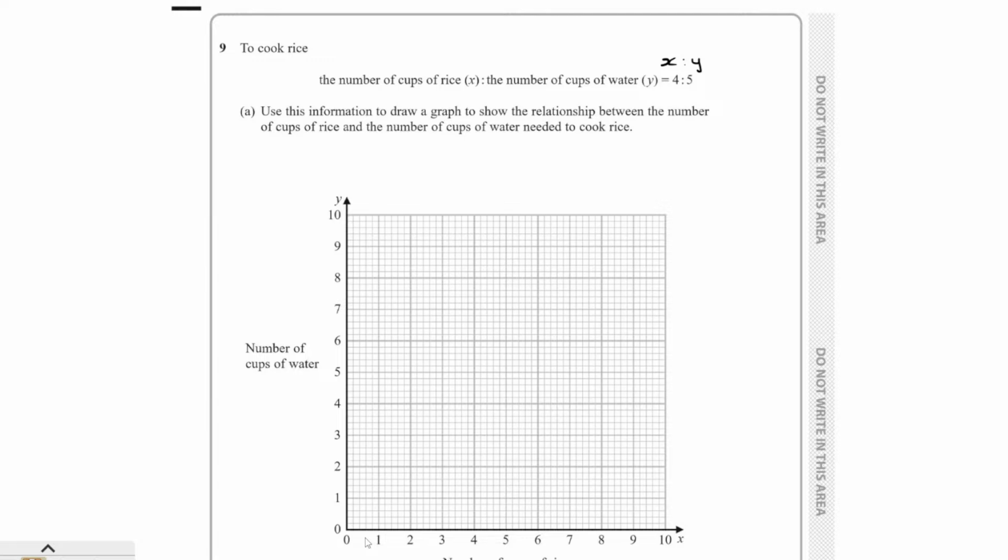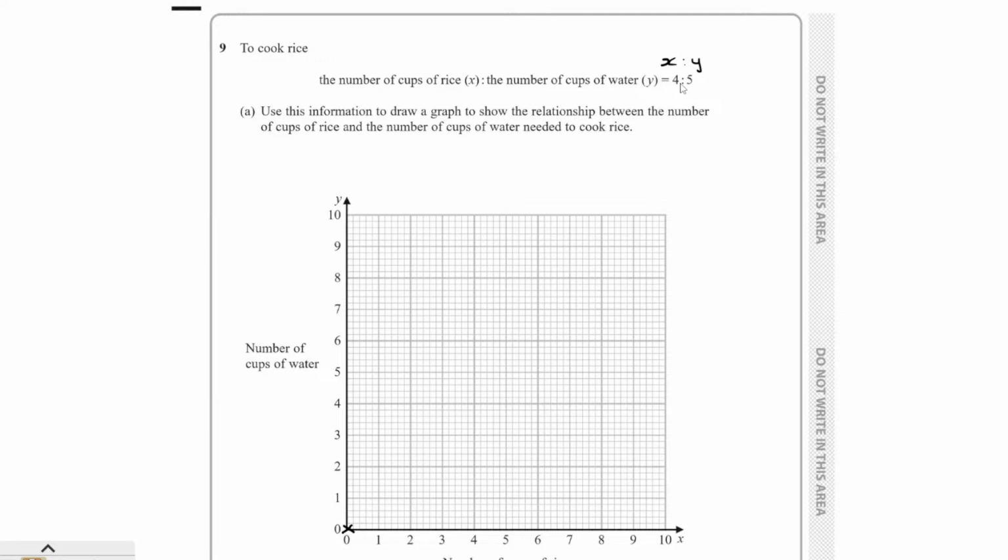When we're trying to plot a straight line, unless they ask you to fill out a whole table of values, you only need 2 sets of coordinates because then you can just get your ruler and join them up, can't you? So I normally start with the y-intercept. If the number of cups of rice is 0, how many cups of water would I need? Well, if I've got no cups of rice, then I would technically need no cups of water, wouldn't I? So that's obviously starting here at 0, 0.